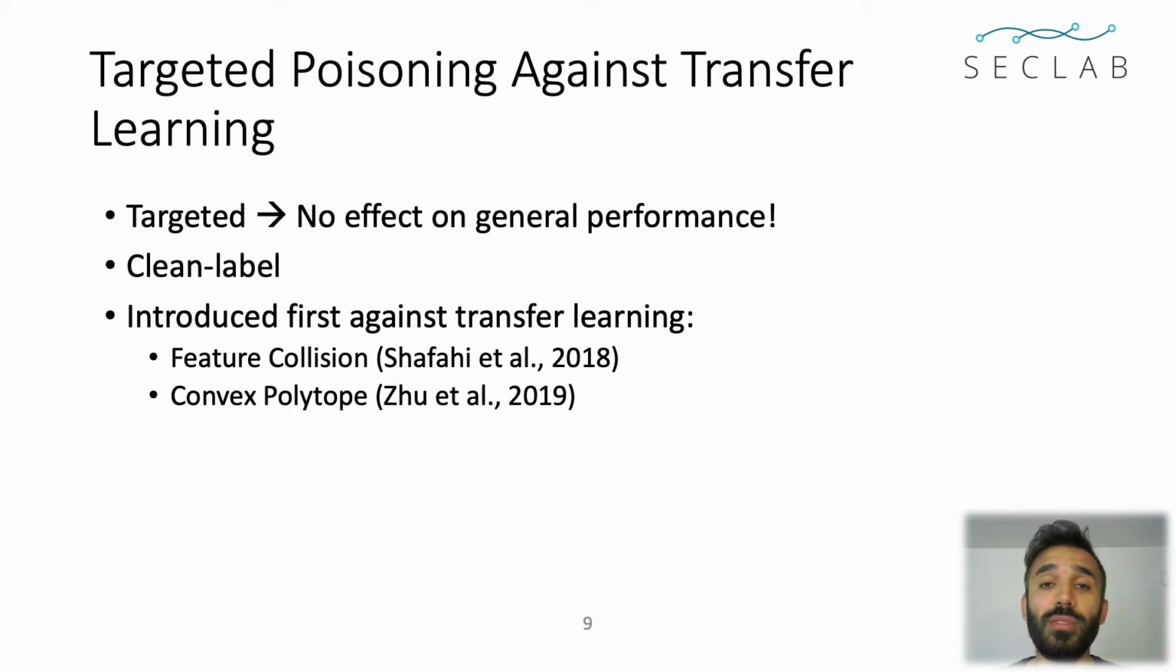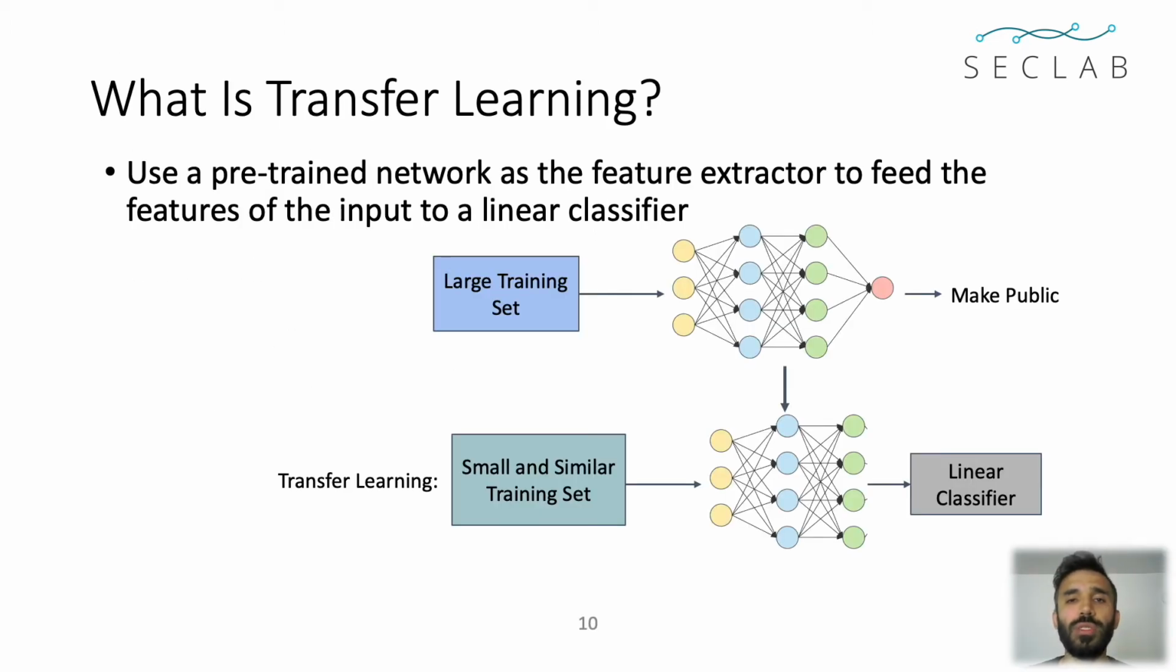Our attack is targeted. It means that it has no effect on the general performance of the model. The attack only happens for specific target samples. And it's clean label. It means that the poison data have correct labels. Now let me briefly explain to you what is transfer learning.